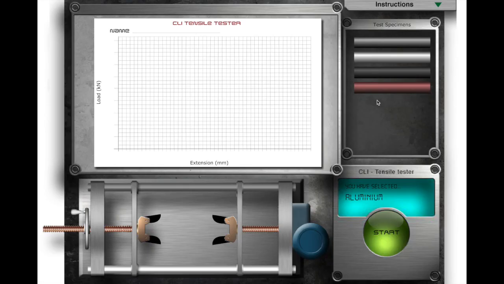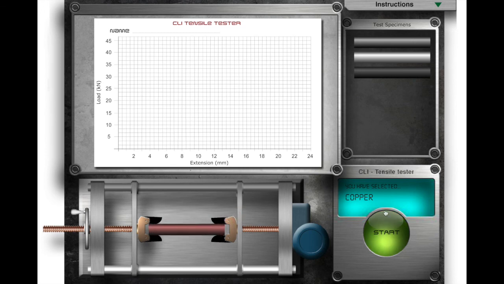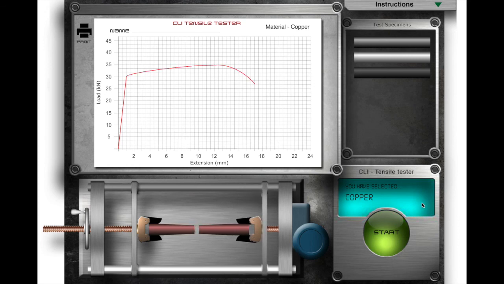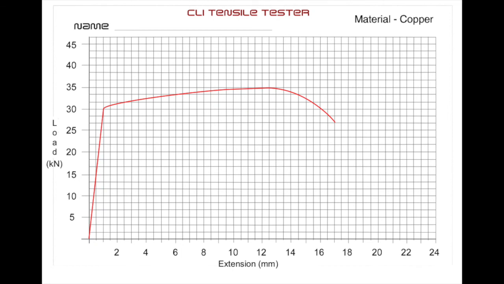Now let's run the copper one. The copper one's going to be this last one down here. I'm going to snap that into place. I'll start it, and we can check out the results. And there it is, we have failure. Here's our graph. I'll put up a picture so you can analyze it and run your numbers on it.